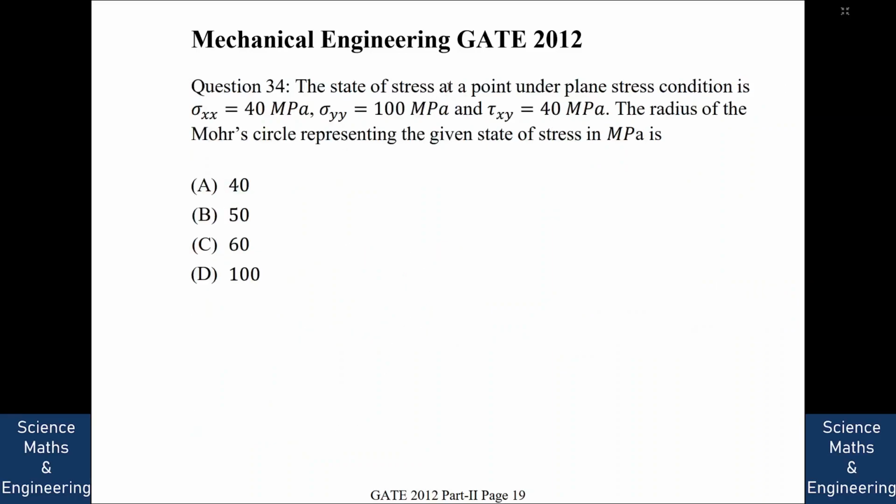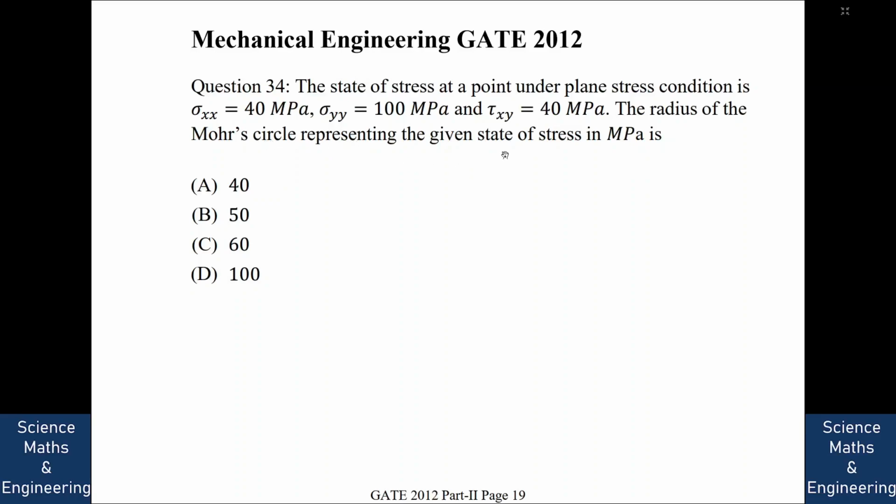The state of stress at a point under plane stress condition is sigma xx is 40 megapascal, sigma yy is 100 megapascal, tau xy is 40 megapascal. The radius of the Mohr circle representing the given state of stress in megapascal is? So we need to find out the radius of the Mohr circle.